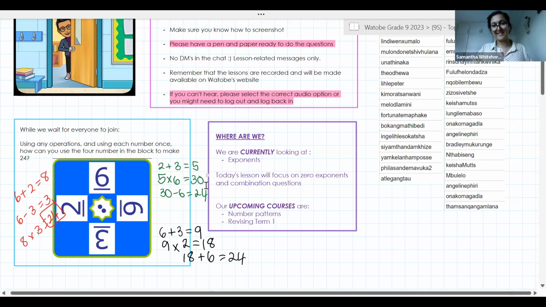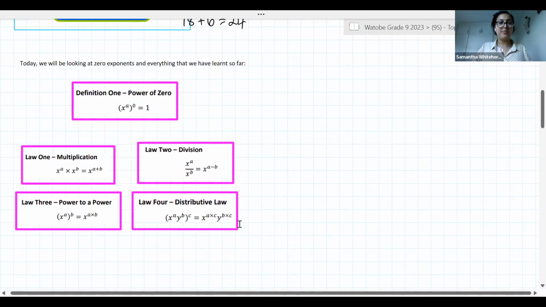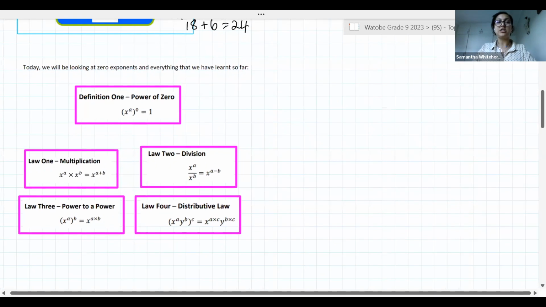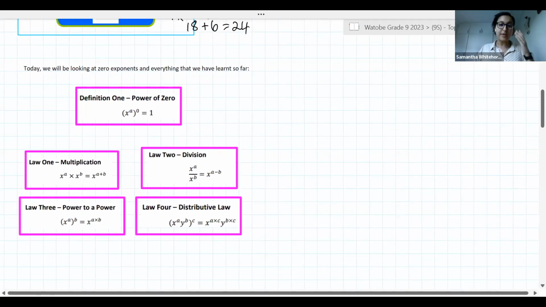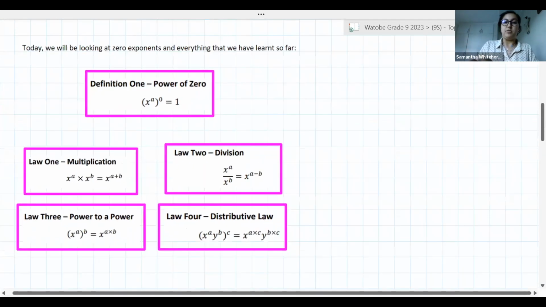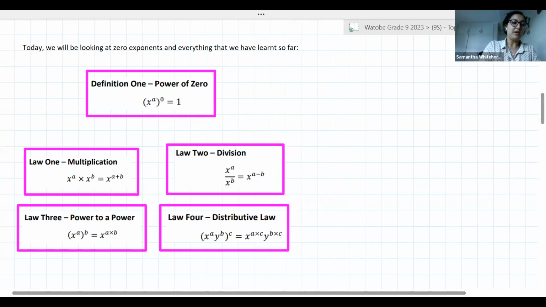Well done, guys. Let's do some exponents. Alrighty. So what I've put here for you guys is essentially everything that you have done so far. Actually, maybe let me rephrase that. The bottom 4 blocks are everything that you should know so far.